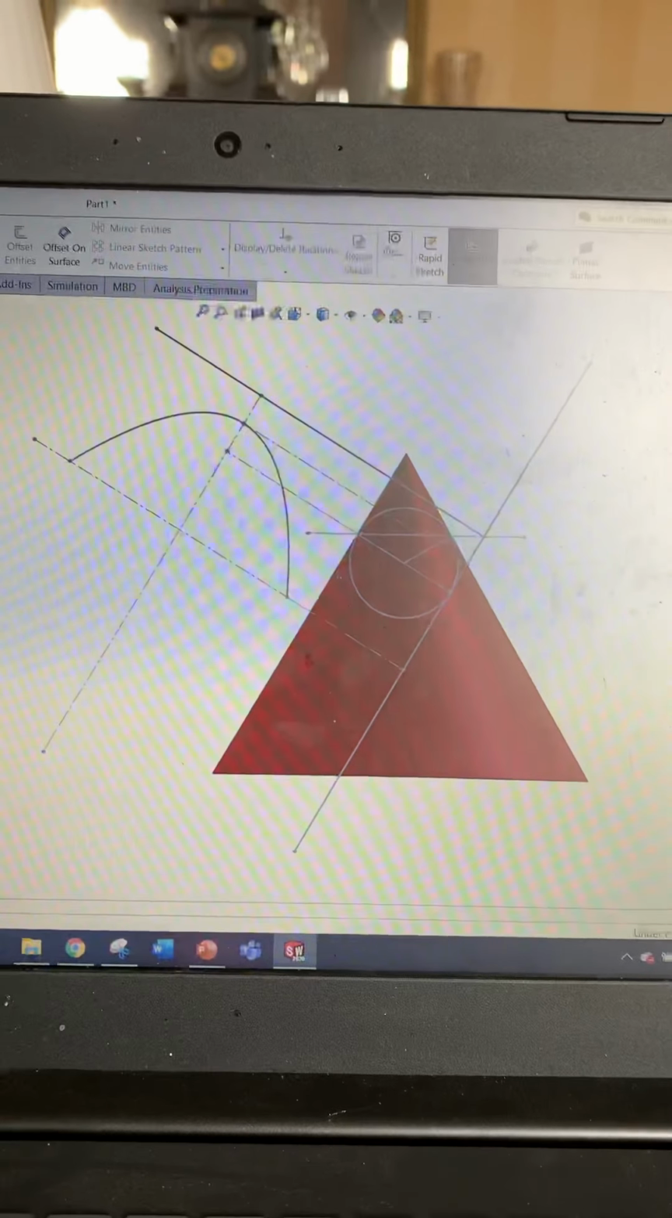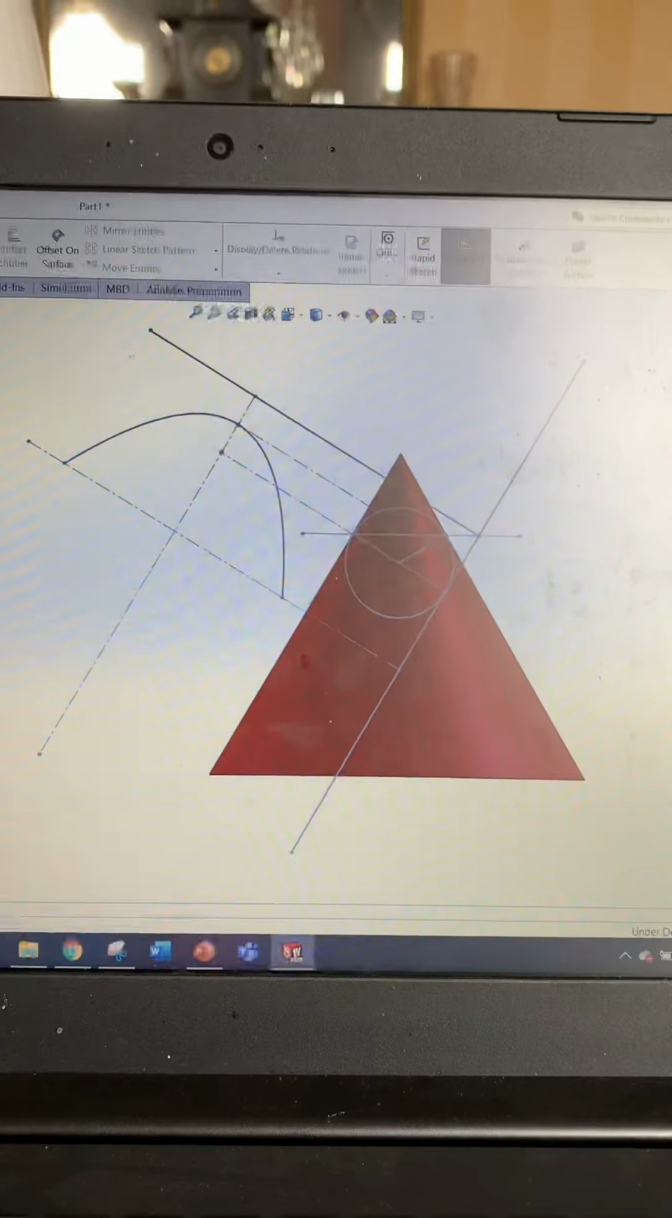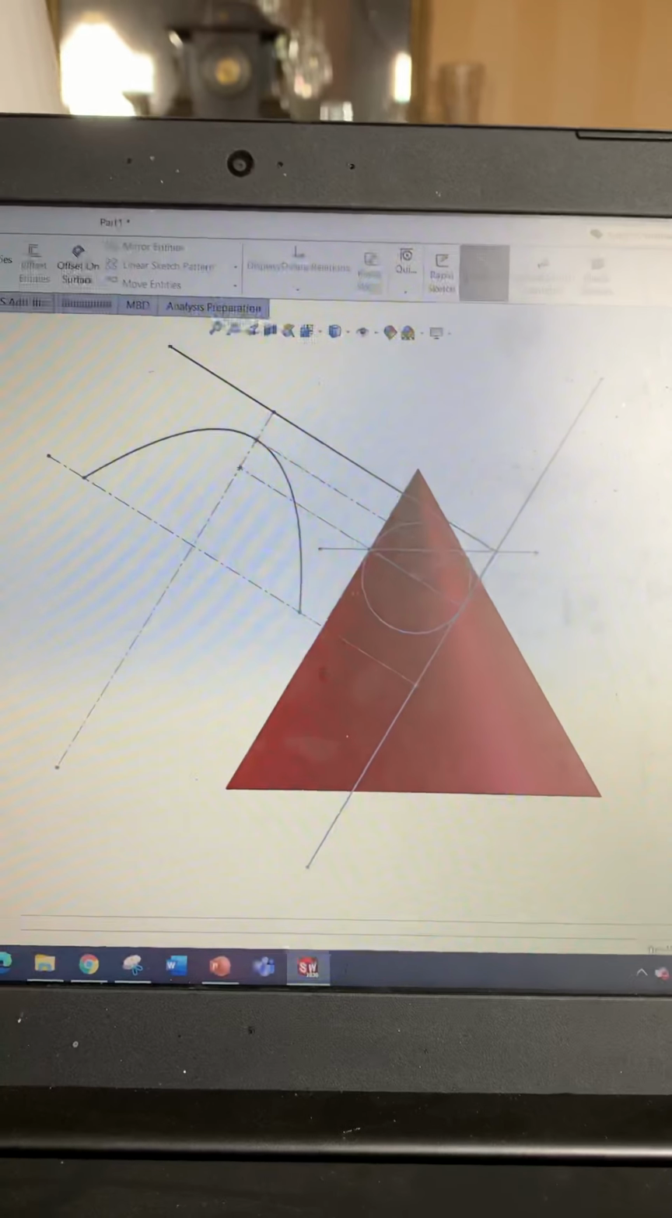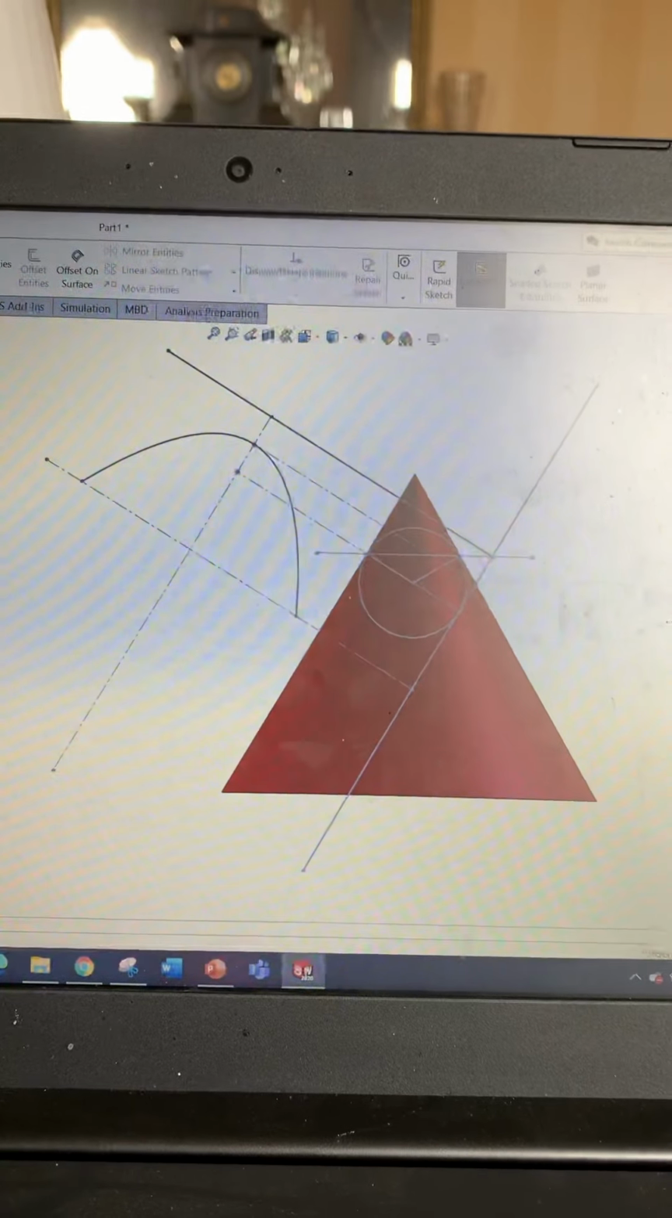So this is the week 11 resource. We're going to be looking at a parabola in relation to a conic section. So a parabola is produced by slicing a cone.